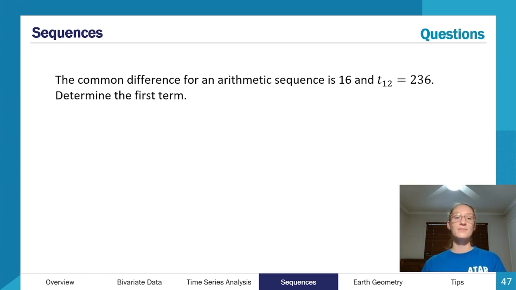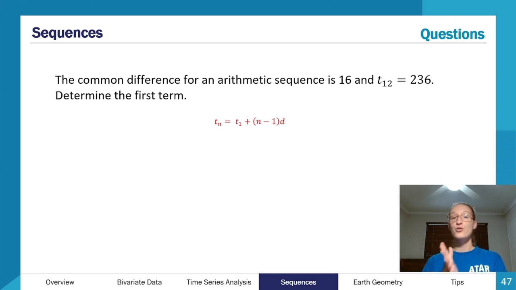Okay, awesome. Next question. The common difference for an arithmetic sequence is 16. So I already know we're talking about an arithmetic sequence, and I know we're talking about a common difference. And I know that it's positive 16. And I'm told that term 12 equals 236, but I'm not told the first term. So how do I find the first term?